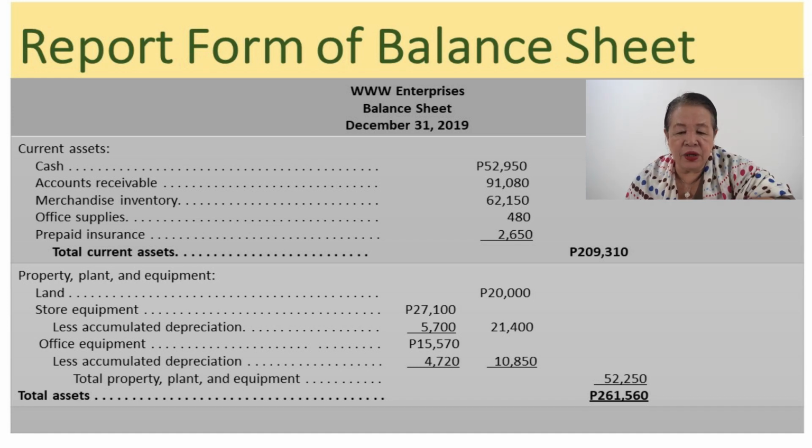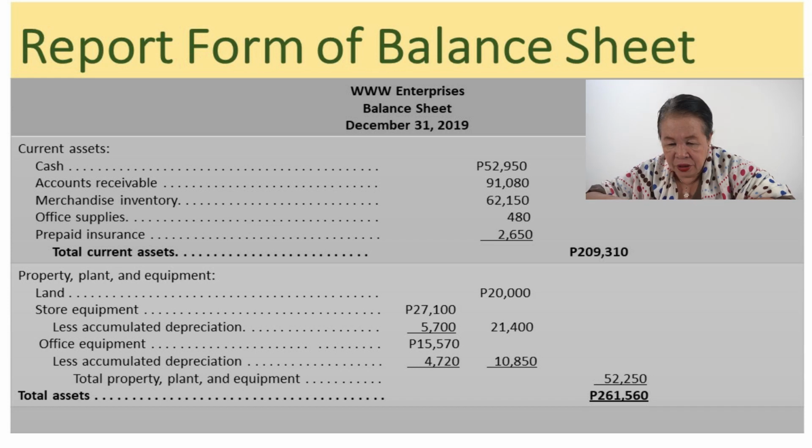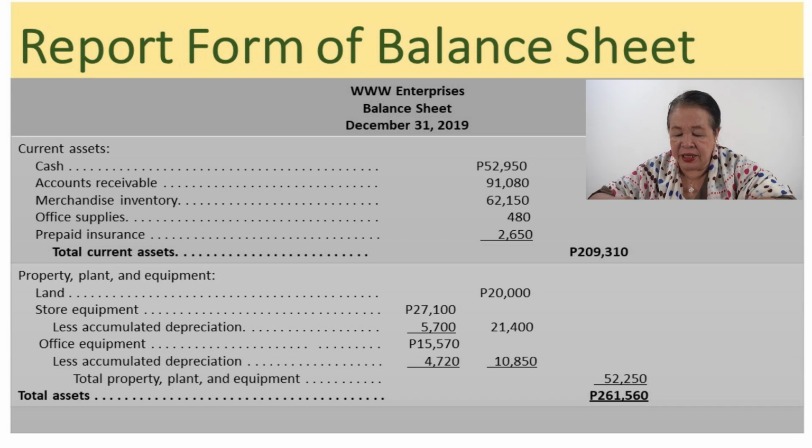We have the office equipment, 15,570, less accumulated depreciation, 4,720. So how much is left? 10,850. So the total is 52,250. Total assets, 261,560. That is our balance sheet format up to total assets.